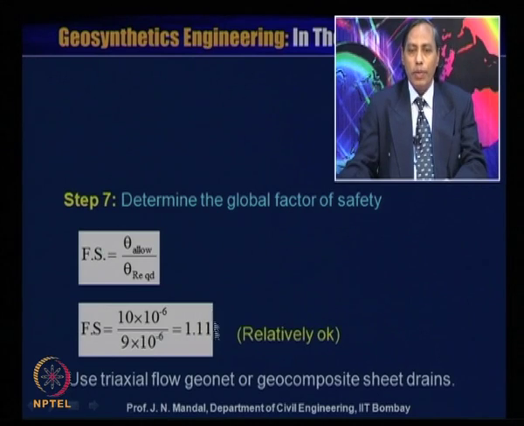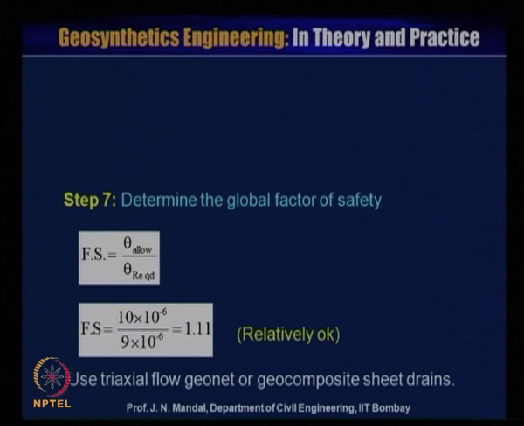Sometimes it depends upon the type of structure, or otherwise you can use triaxial flow geonet, that is the green color geotextile flow net, or the geocomposite sheet drain. So, that can be used. You can use that woven or non-woven geotextile material, or you can use the geonet, and you can also use the triaxial flow geonet if the flow is more.